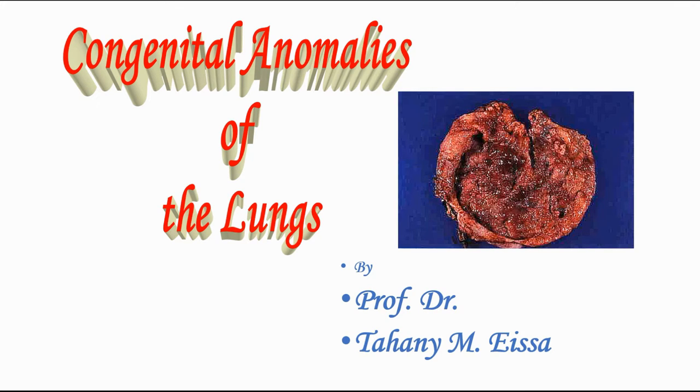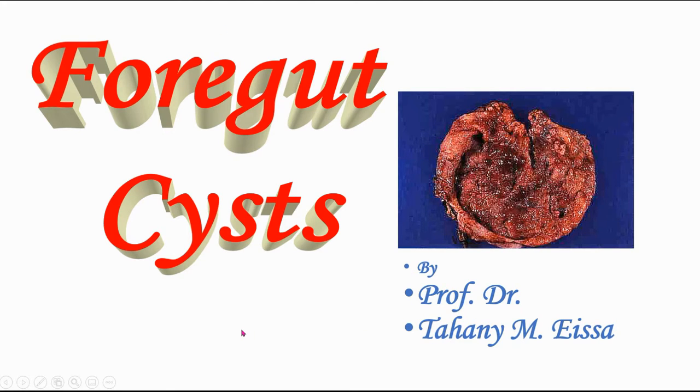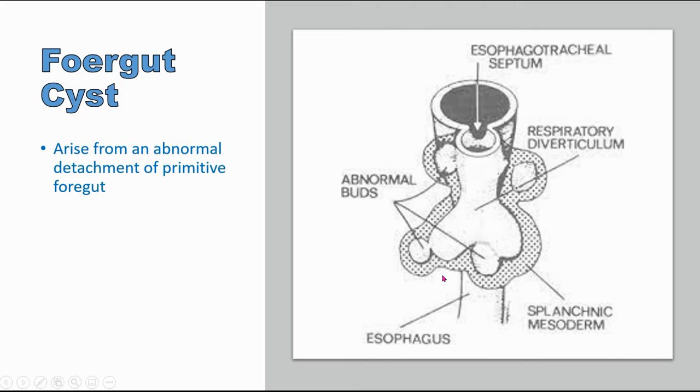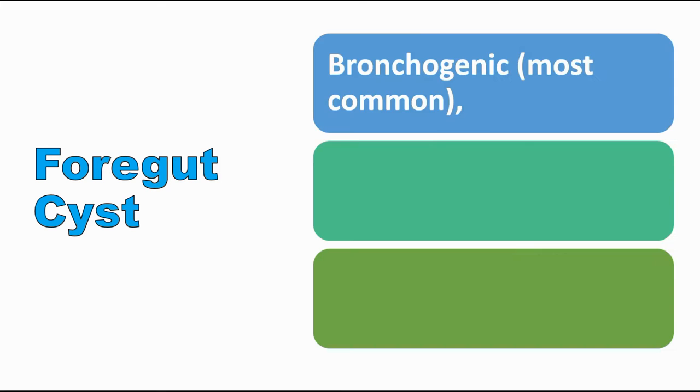We are talking about congenital anomalies of the lungs. Today we are going to talk about foregut cysts. Foregut cysts are abnormal detachment of primitive foregut. They are formed as abnormal budding, and then detachment of this budding from the primitive foregut. According to the wall of the cyst, these foregut cysts may be classified into bronchogenic cyst, which is the most common, esophageal cyst, or enteric cysts.